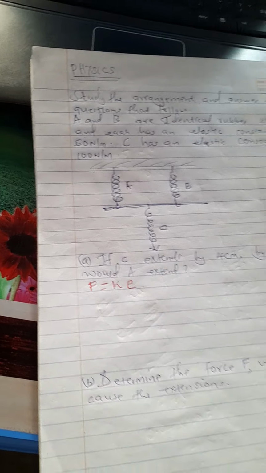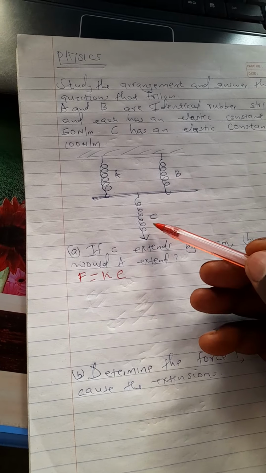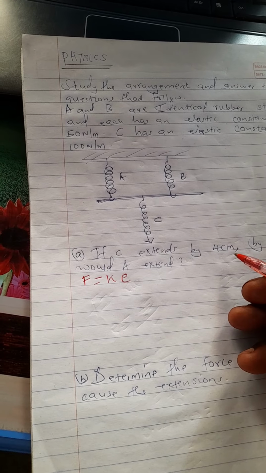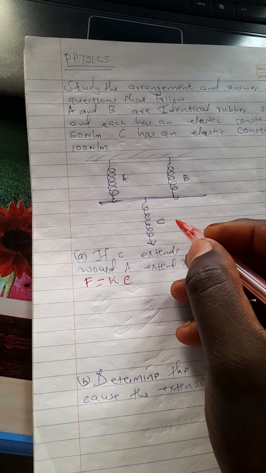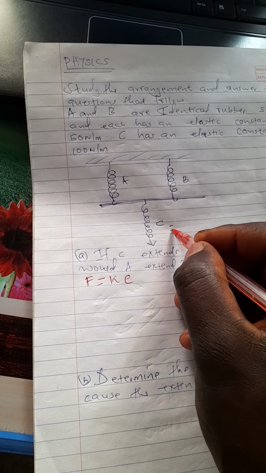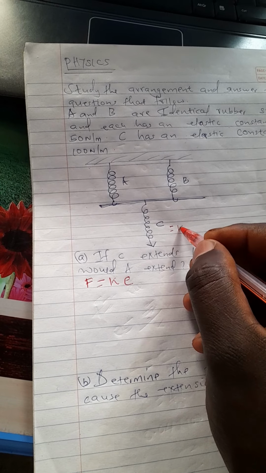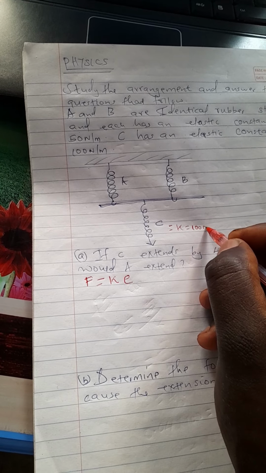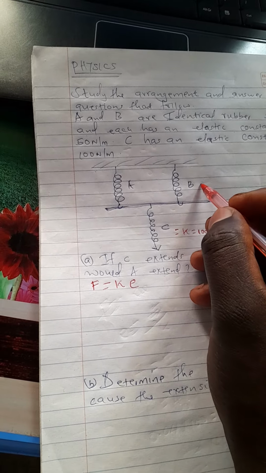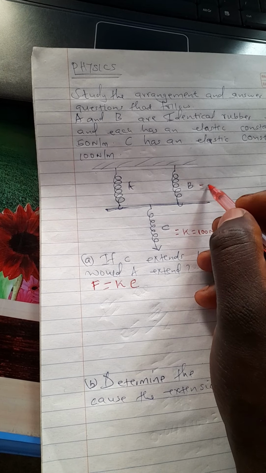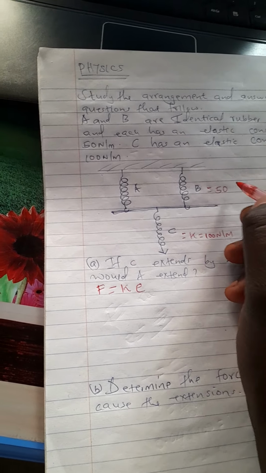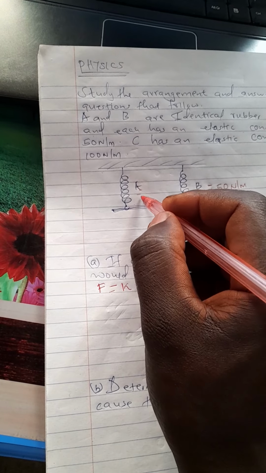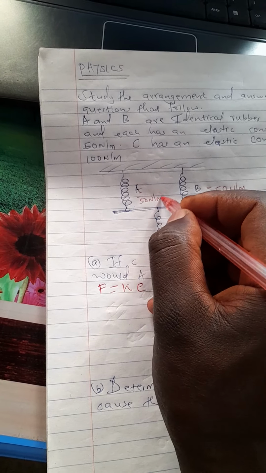From this, we have been told that spring C extends by 4 centimeters, and the spring constant K in this case is 100 Newton per meter. For A and B, we are told that each has a spring constant of 50 Newton per meter. This is also equal to 50 Newton per meter.